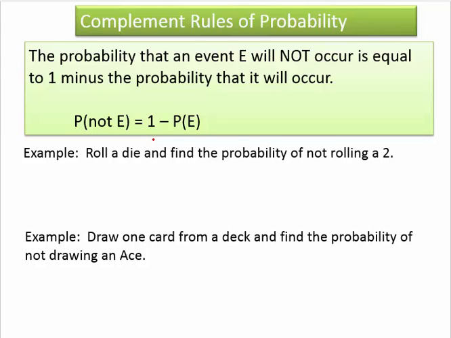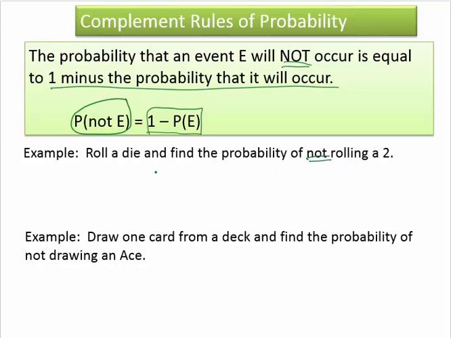Okay, the third thing we're learning today, and it's another easy one, is the complement rules of probability, and this is pretty much common sense. The probability that an event E will not occur is equal to 1 minus the probability that it will occur. So to find the probability of not E, you take 1 minus the probability of E happening. So roll a die and find the probability of not rolling a 2.